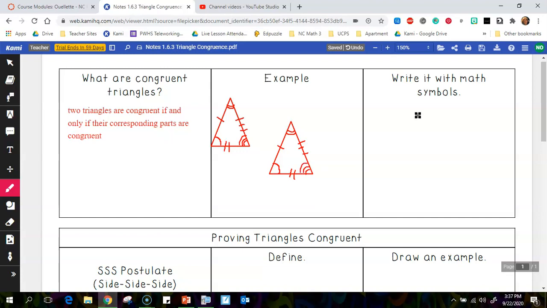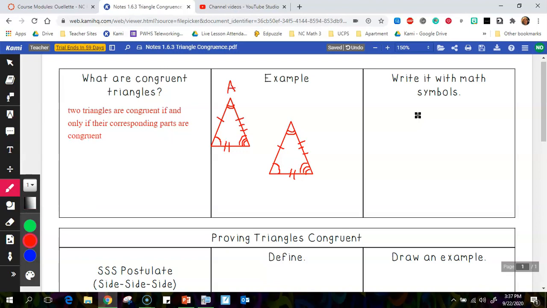You might also see, and you don't have to draw this part, 1 little mark there, 2 there. You've seen me do that probably. It doesn't matter which way you do it as long as you can tell where the congruent parts are. Okay, and then write with math symbols what we would write.